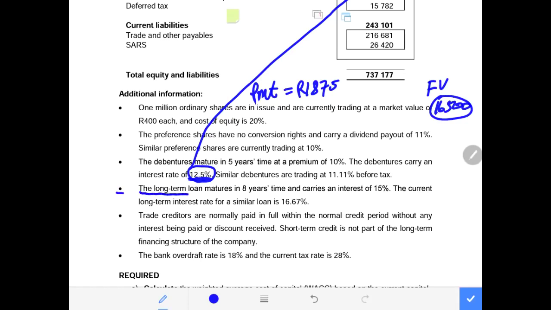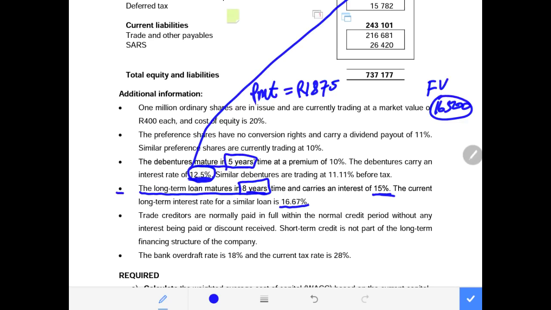It says the long-term loan matures in 8 years' time, and it carries an interest of 15%. The current long-term interest rate for a similar loan is 16.67%. Where there is maturity, we have to use the calculator. It matures in 8 years. The debentures, they said they mature in 5 years.